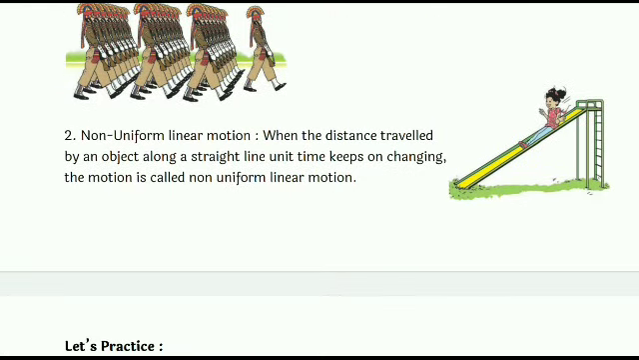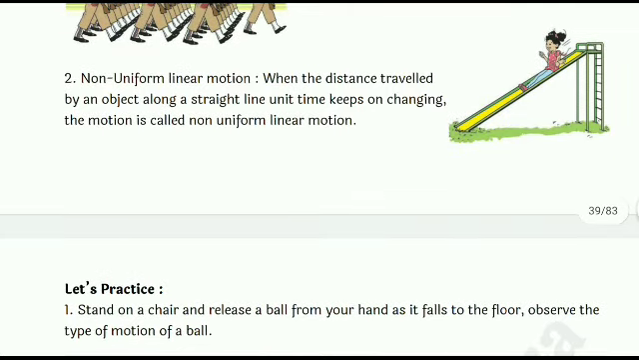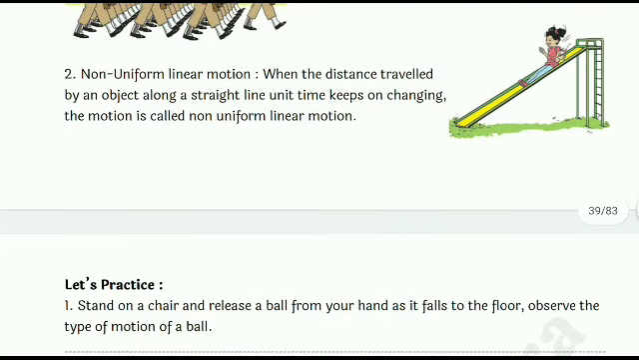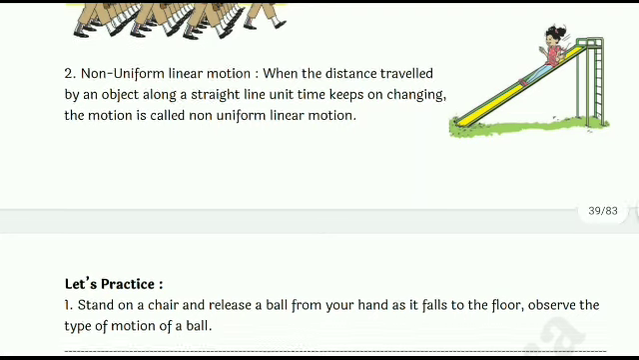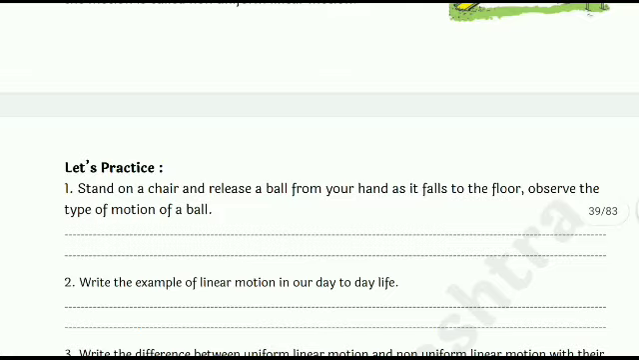Next, non-uniform linear motion. When the distance traveled by an object along a straight line in unit time keeps on changing, the motion is called non-uniform linear motion. See a girl on the slide. During that period, no even difference is seen. The motion of the girl coming down the slide does not appear uniform. The girl comes down faster and faster. The speed of her motion keeps increasing continuously. Let's practice.